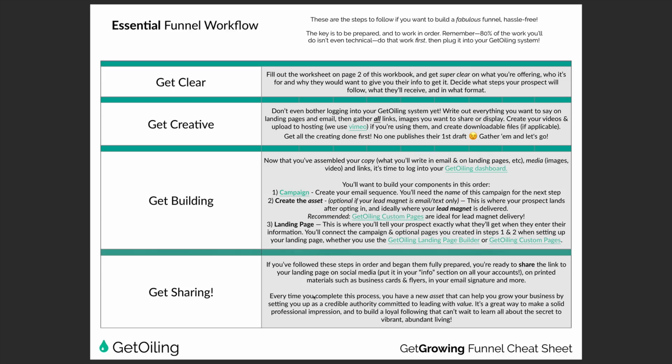Now, the next step, which is optional because you could deliver your lead magnet via email or text only, which would be in step 1 in a campaign. But if you're going to deliver in any other way, such as a video or an article or anything, you can create the asset. This is where your prospect is going to land to get their lead magnet after opting in. And what I recommend for this is GetOiling custom pages. They're ideal for lead magnet delivery. You can also create your landing page on them. That's something we're going to show you how to do in our second example today.